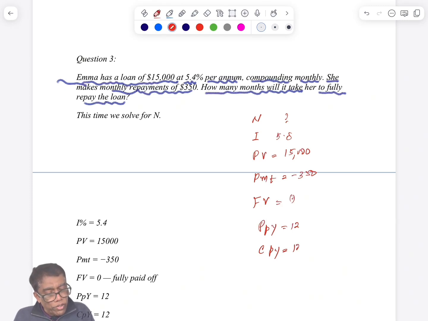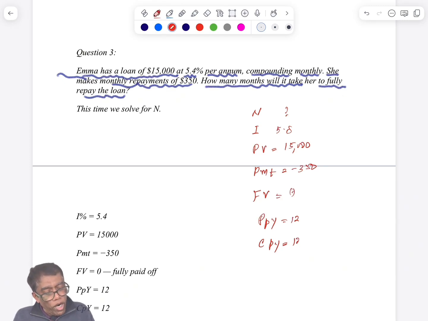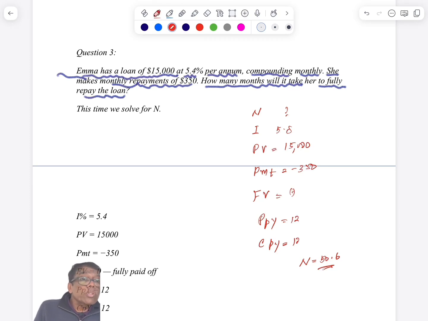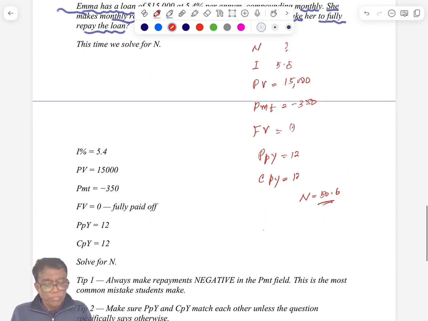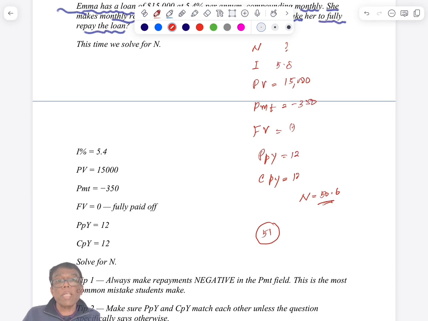If you use the financial solver on your CAS calculator, it gives N equal to 50.6. Now here is an important examination tip. Always round N up to the next whole number. You can't make a halfway repayment. So Emma will take 51 months to fully repay her loan. The answer is 51.